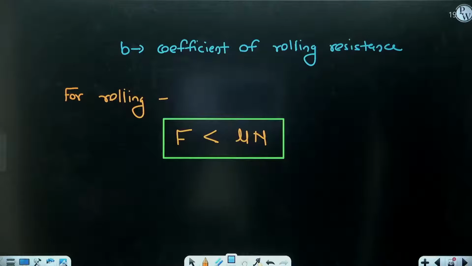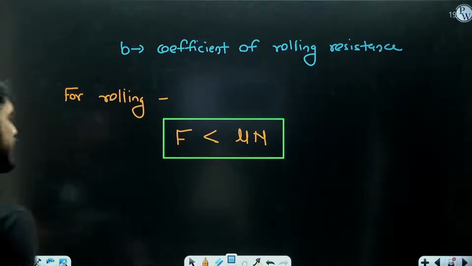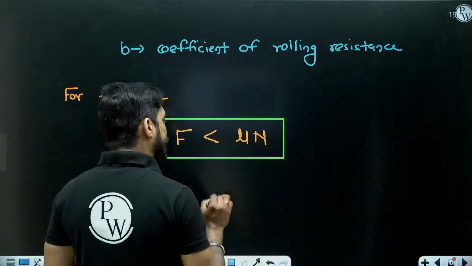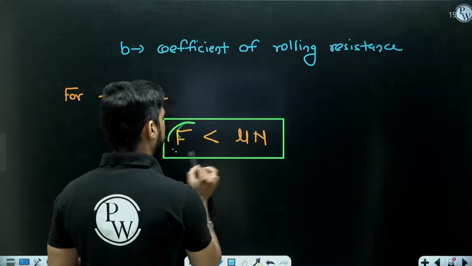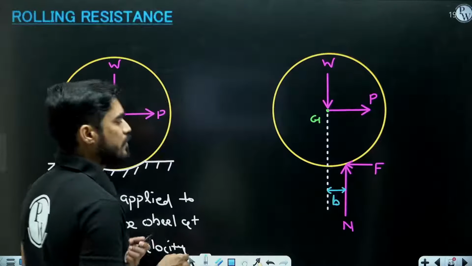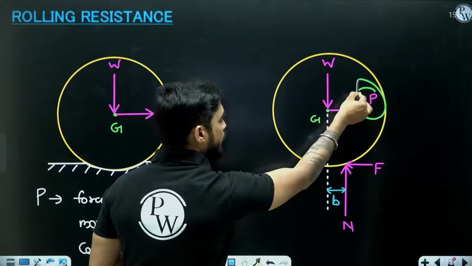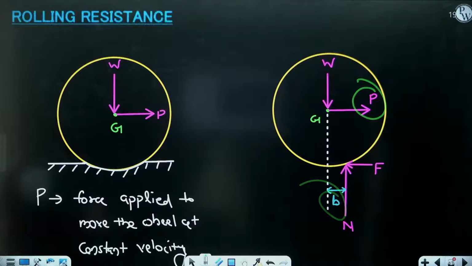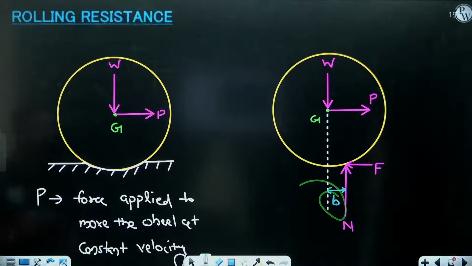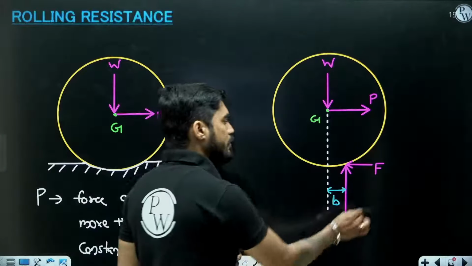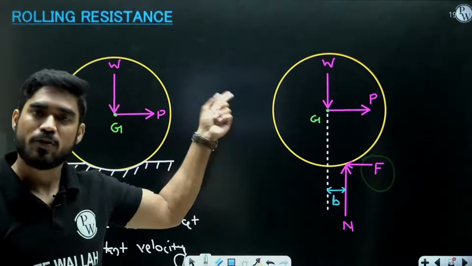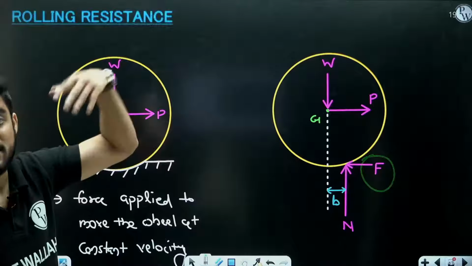Now we will get into the detail of this concept later when we study kinetics. Right now we will not have to calculate the value of F. Usually in problems you will have to calculate either the value of P or the value of B. But don't consider the friction force to be mu into n. The friction force will actually be less than mu into n. When we study the concept of rolling in kinetics, there we will get into the detail of this.